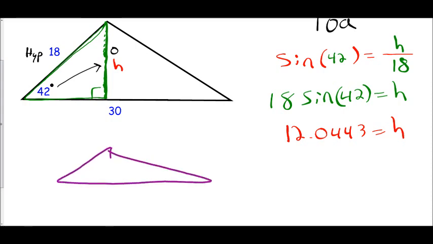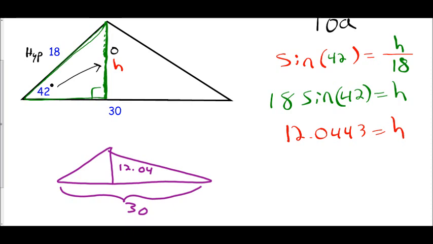And I say, okay, well I know that this is the height. It's 12 point whatever, 04, I guess. And we know that this is the base, and the base is 30. So at this point, I'm just going to focus on that purple triangle there. As horribly drawn as it is, that's all right. We're going to figure out the area of that purple triangle.